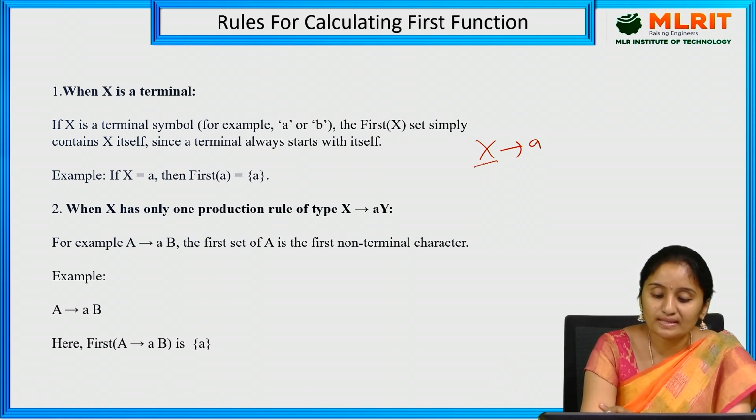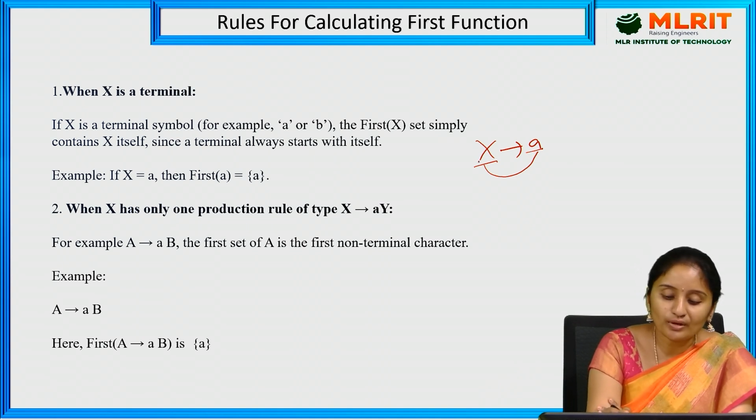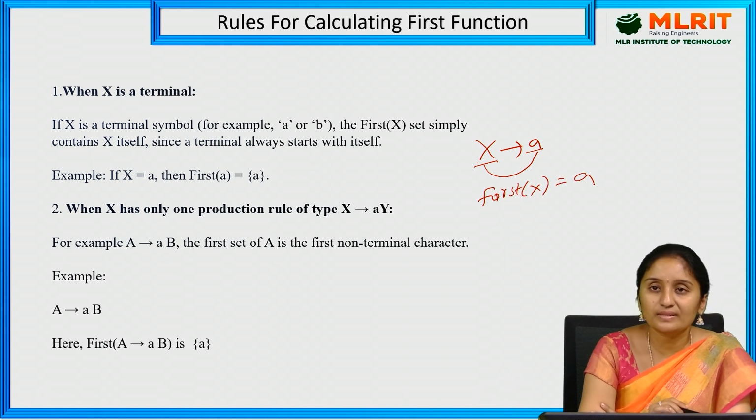First of x is nothing but exactly the first symbol on the right-hand side. If it is a terminal, then that is it. If it is a non-terminal, we are going to derive it until we get a terminal. So what is first of x? First of x is nothing but a.